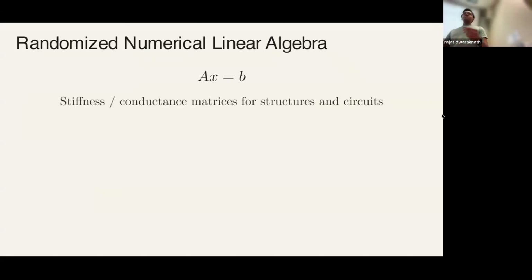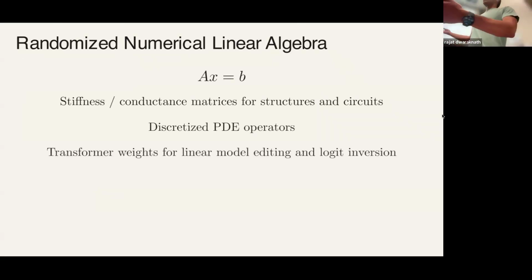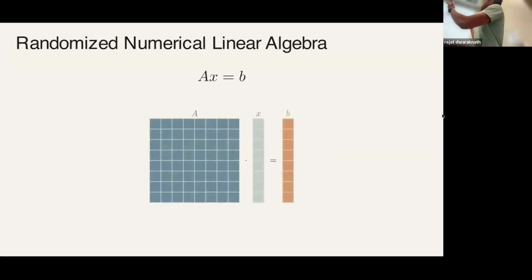You can use Ax = b. Your matrix A can be conductance or stiffness matrices to solve network problems in engineering. They can be discretized PDE operators to solve a whole host of PDEs, very ICME. And something more modern is set A to be the weights of a transformer and do things like model editing and logit inversion.